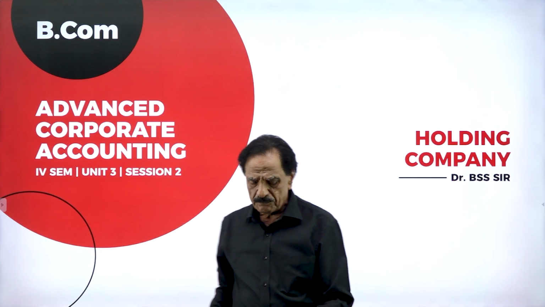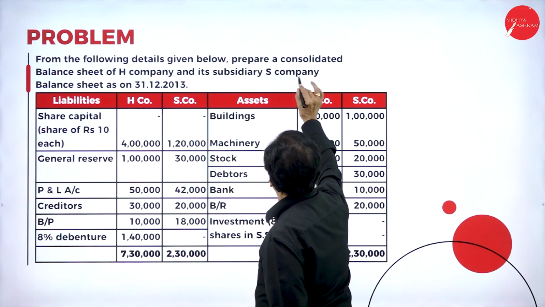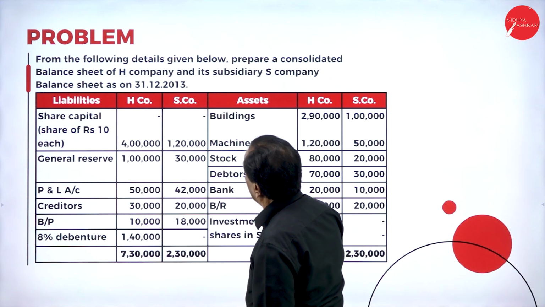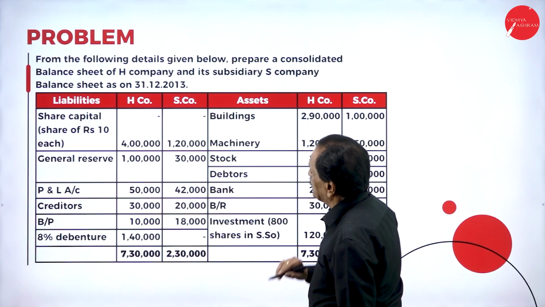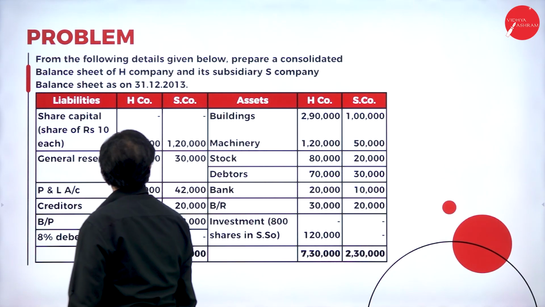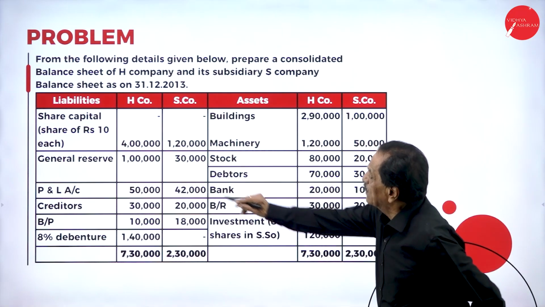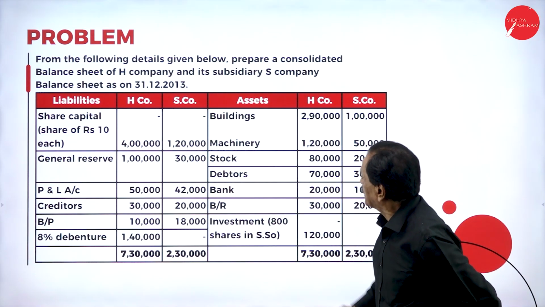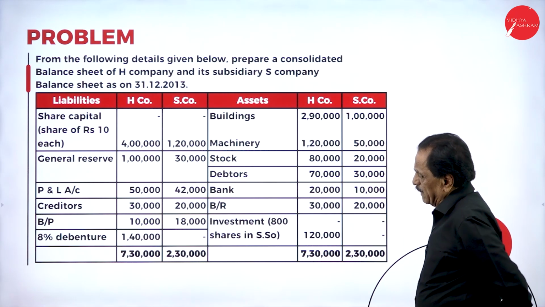We'll move on. This is a problem. From the following details given below, prepare a consolidated balance sheet of H company and its subsidiary S company, balance sheet as on 31st December. So there are two companies, one is called H company, one is called S company. Assets of H company, assets of S company.